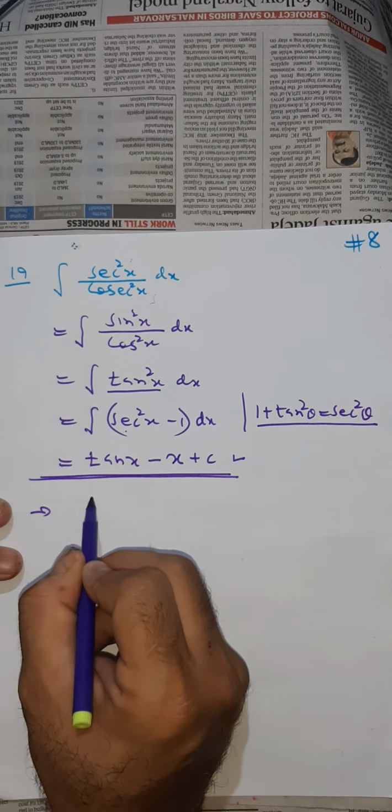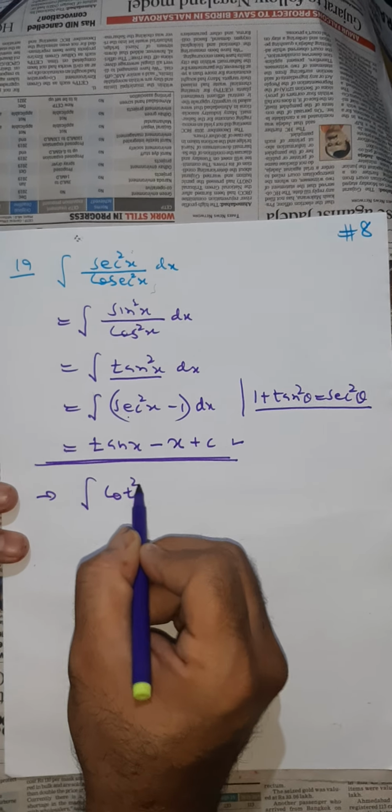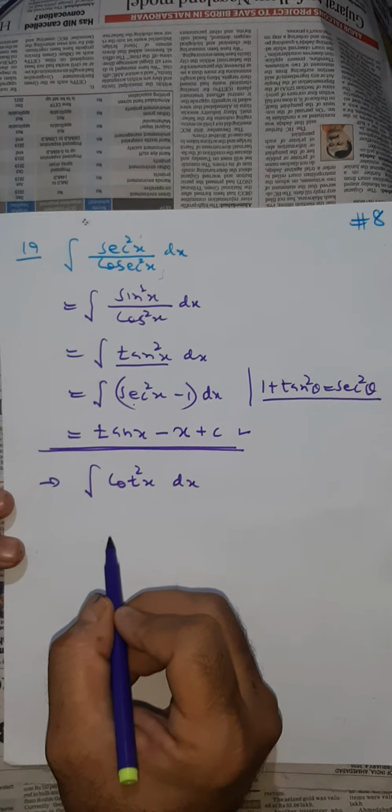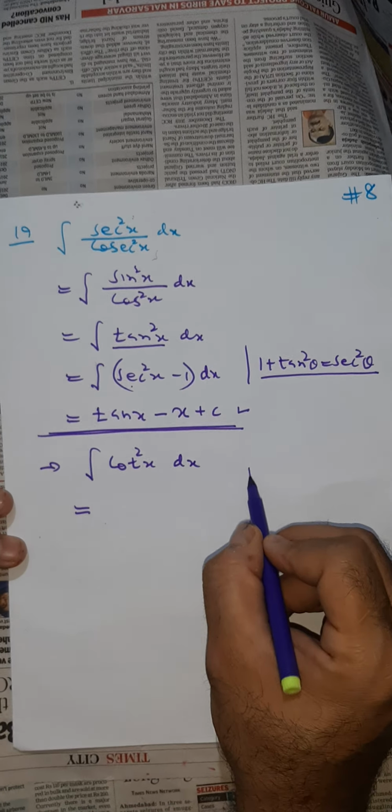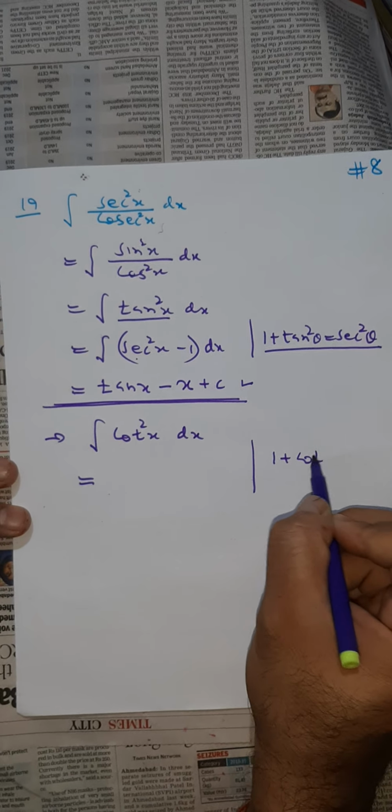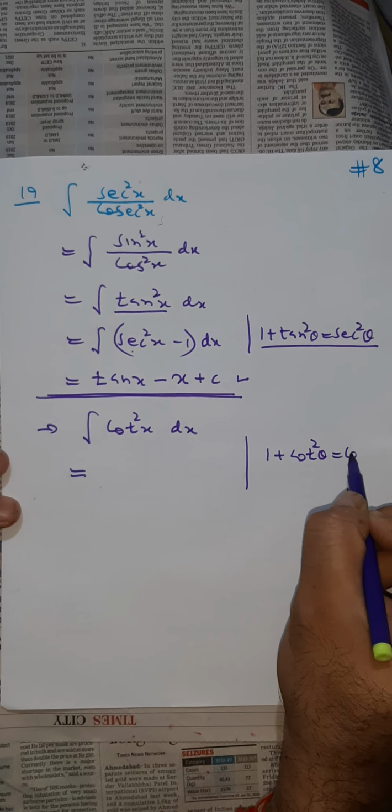In the same way, if you want to integrate, for example, cot square, directly you cannot integrate. So what we do, we use this identity: 1 plus cot square theta is cosec square theta.